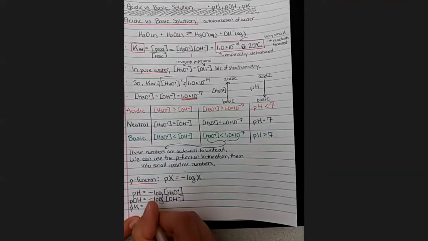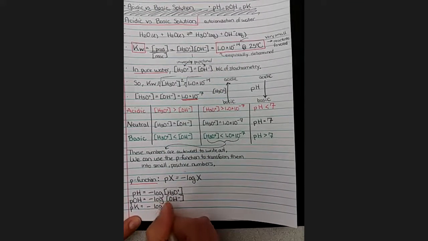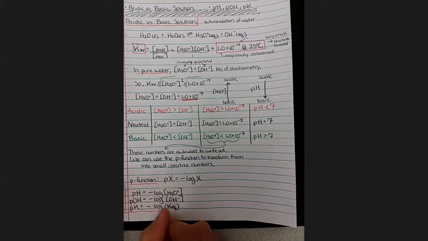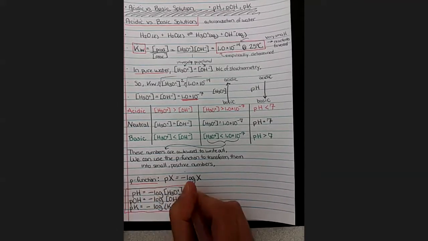So we can take the negative log of our equilibrium constant to get pK. That's important. We'll put that in a box. So basically, anytime you see a P in front of something, it means that you take the negative log of that something to find the value.